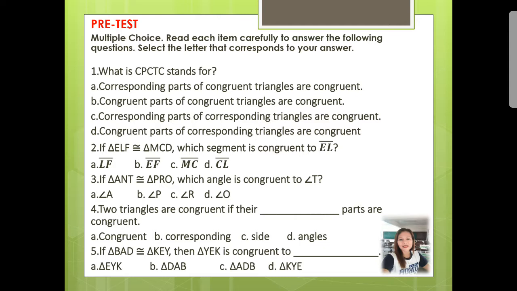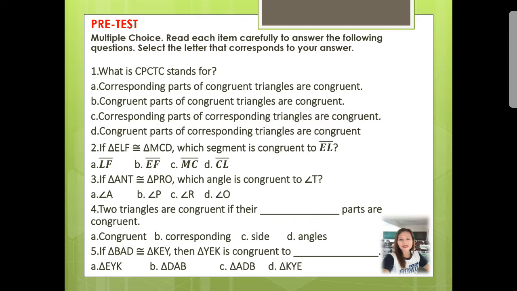Number 3, if triangle ANT is congruent to triangle PRO, which angle is congruent to angle T? Is it A, angle A, B, angle P, C, angle R, or D, angle O? So, angle T is congruent to angle O, and that is letter D.